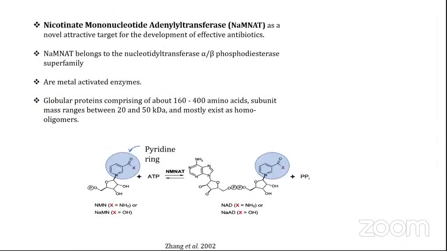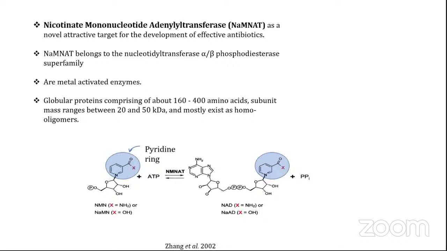So given the vital role of NAD in controlling nearly all metabolic pathways, and going by the fact that bacteria are unable to take up NAD from their environment, they depend solely on the synthesis of NAD. So studies have shown that by targeting the biosynthesis of NAD, it could serve a therapeutic purpose for the treatment of multi-drug resistant bacteria.